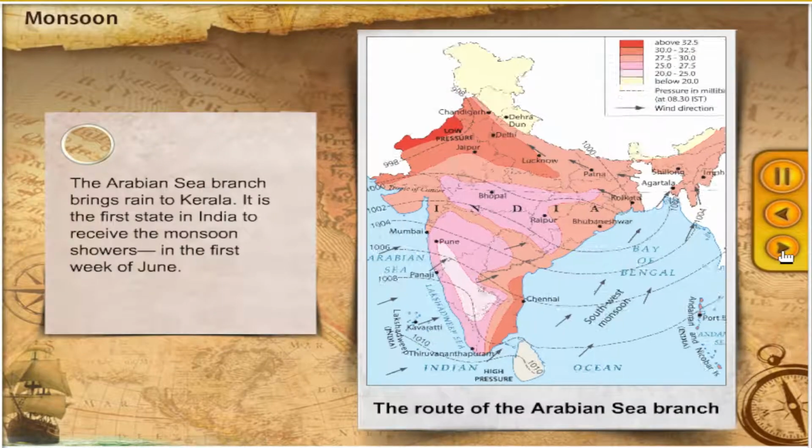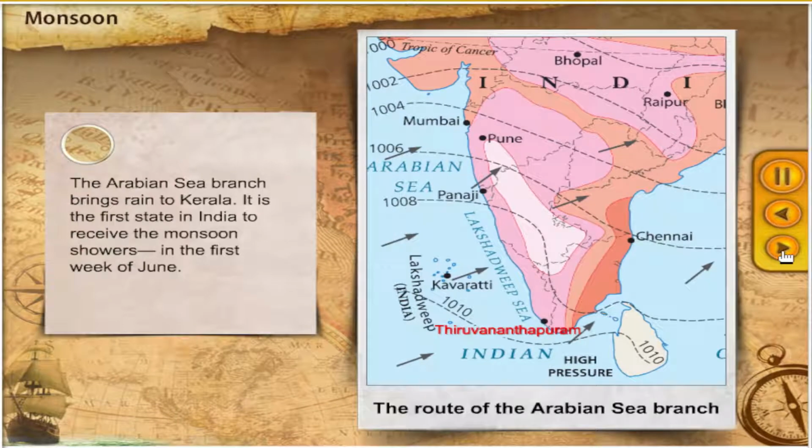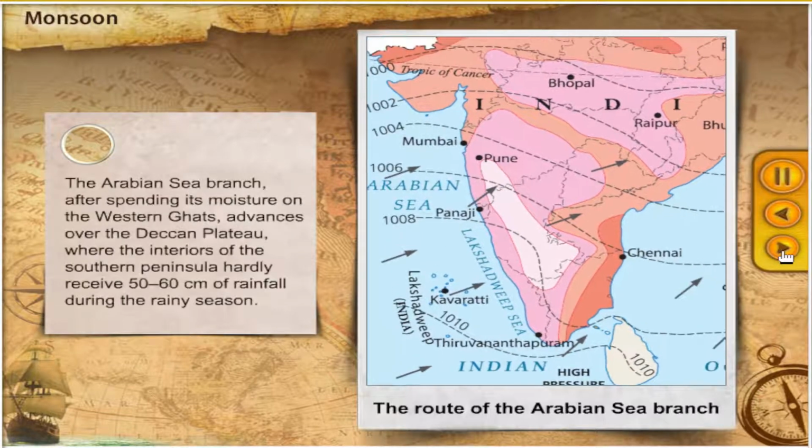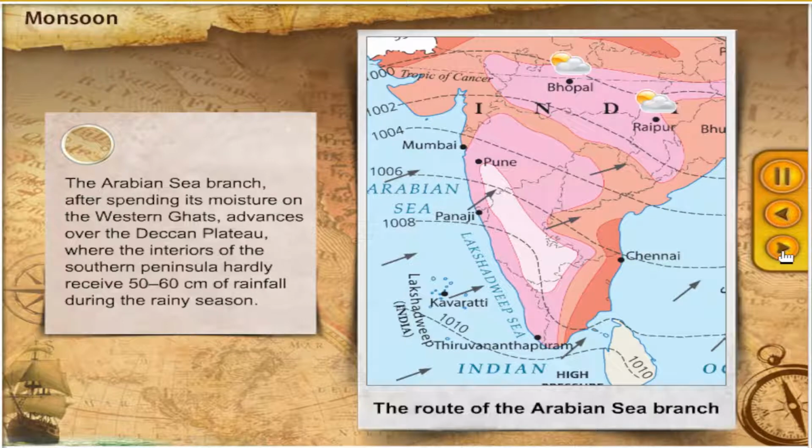The Arabian Sea branch brings rain to Kerala. It is the first state in India to receive the monsoon showers in the first week of June. The Arabian Sea branch is stronger and causes heavy rainfall on the western sides of the Western Ghats. The Arabian Sea branch, after spending its moisture on the Western Ghats, advances over the Deccan Plateau, where the interiors of the southern peninsula hardly receive 50 to 60 centimeters of rainfall during the rainy season.